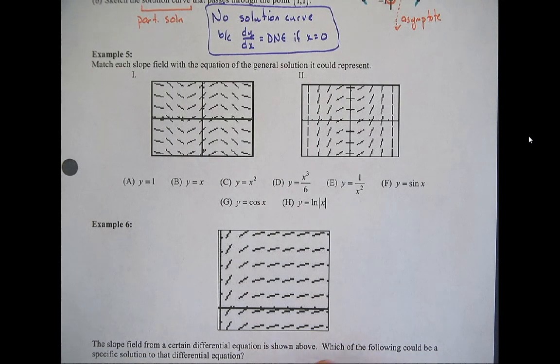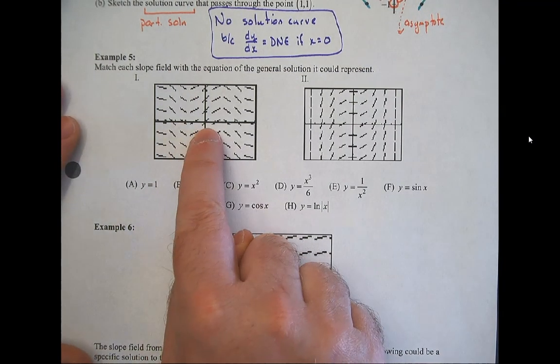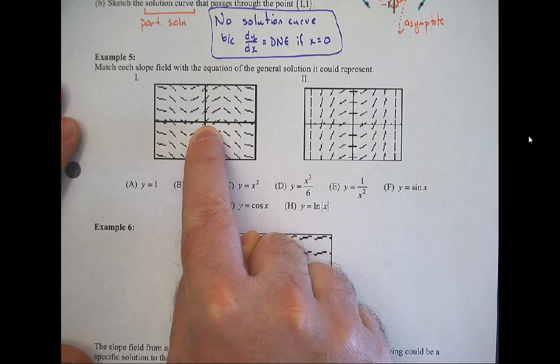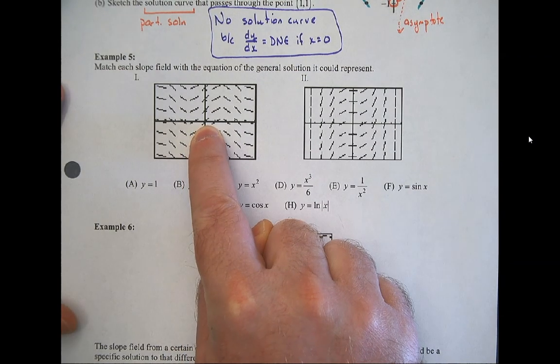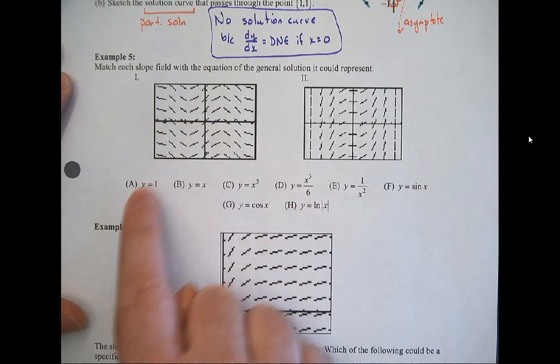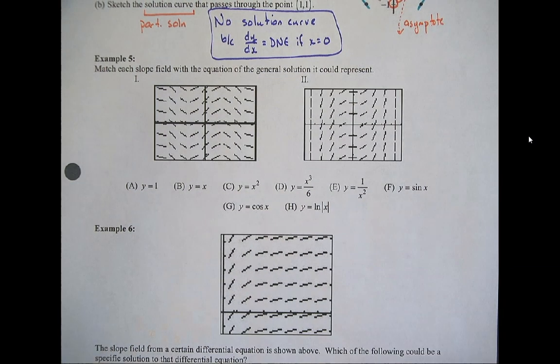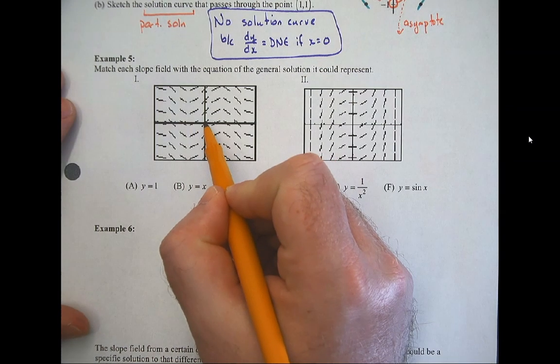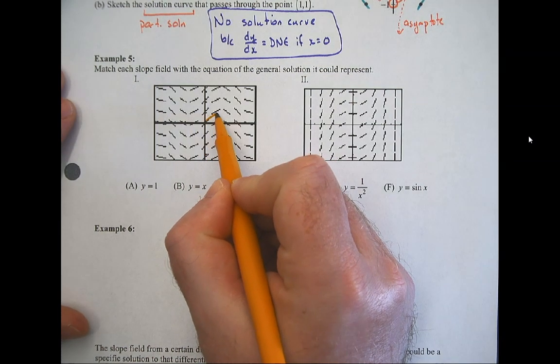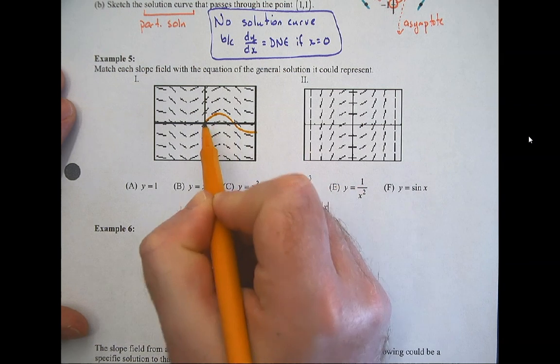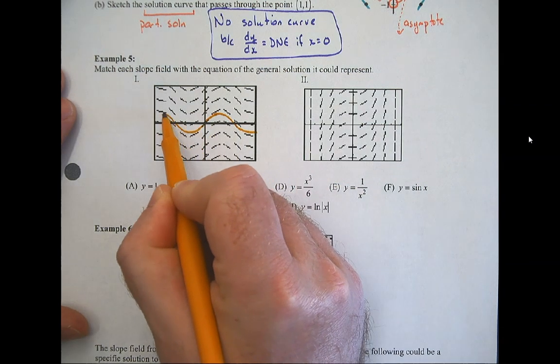There's a couple of different ways that you can do this. You can try to plug and chug. For instance, at the point (0, 0), we have a slope of 1, right? That definitely looks like a 1. So I can plug into these values and see which ones have an answer of 1. That's one option. The other option is just to look at it and make a guess at what a particular solution would be. So like this one, if I were to sketch a particular solution, I would say it looks something like that.